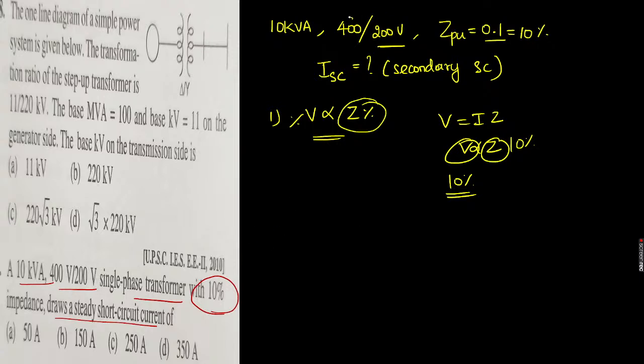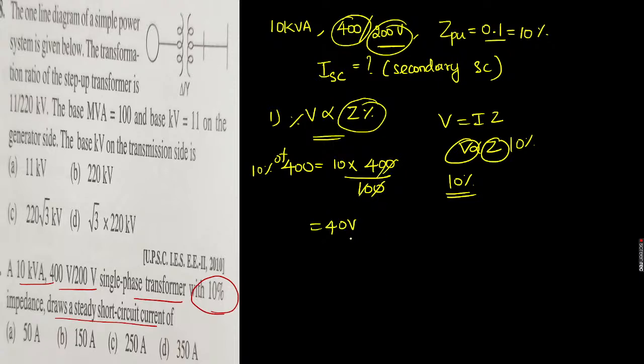Now tell me, what is 10% of this 400 voltage? The secondary side is short circuited, so that voltage you don't need to consider. 10% of 400 is 10 into 400 divided by 100. So these two zeros are getting cancelled. It will be 40 voltage. That is the available voltage now.